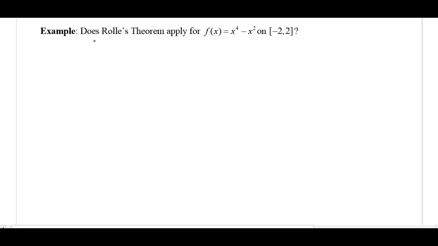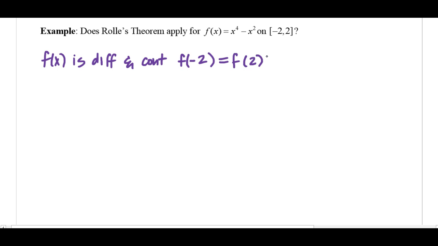Alright, in this first example, does Rolle's theorem apply for f of x equals x to the fourth minus x squared on -2 to 2? So does Rolle's theorem apply means do we satisfy the hypothesis of Rolle's theorem? So this is a polynomial. It's continuous and differentiable everywhere. So I know f of x is differentiable and continuous. But in order to satisfy Rolle's theorem, I need that extra special condition that the endpoint function values have to be the same. So does f of -2 equal f of 2?